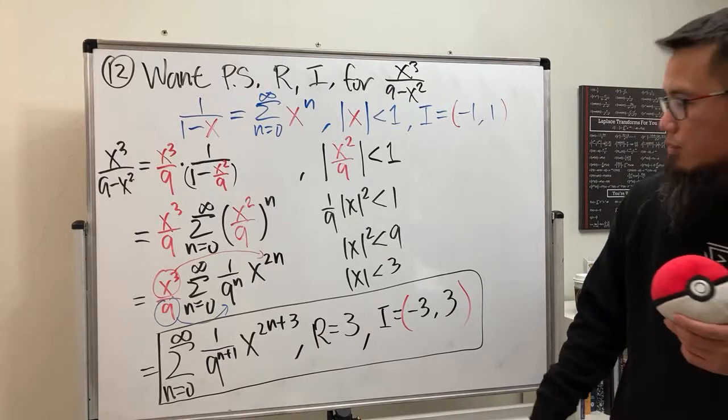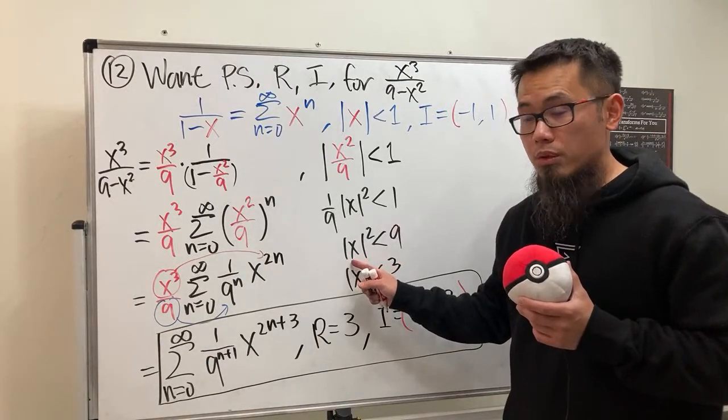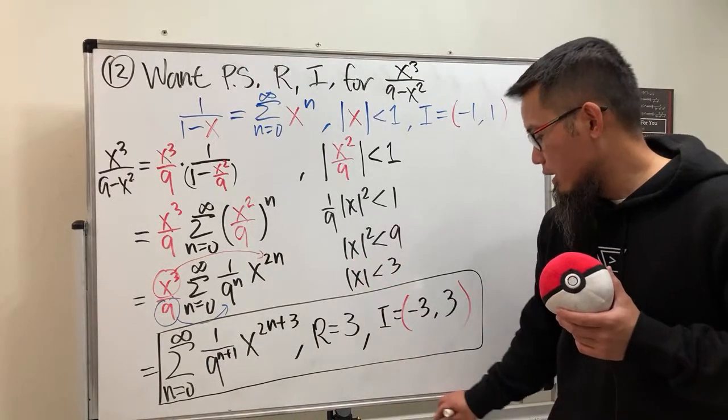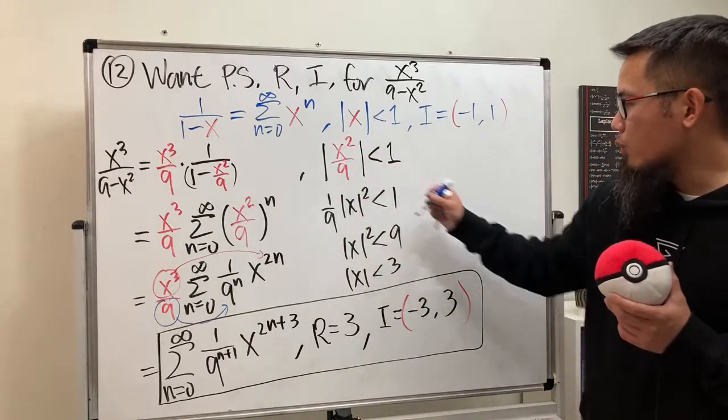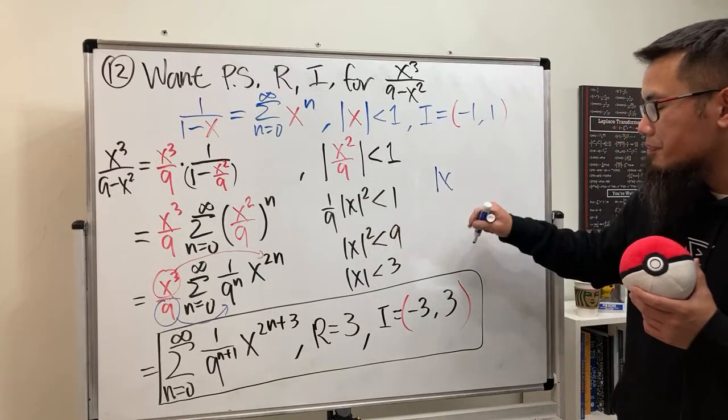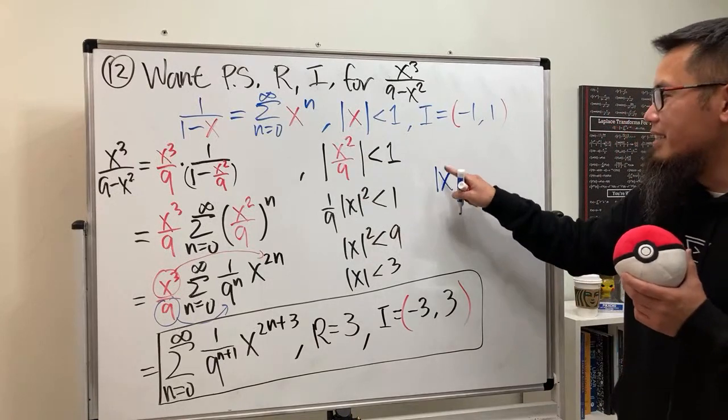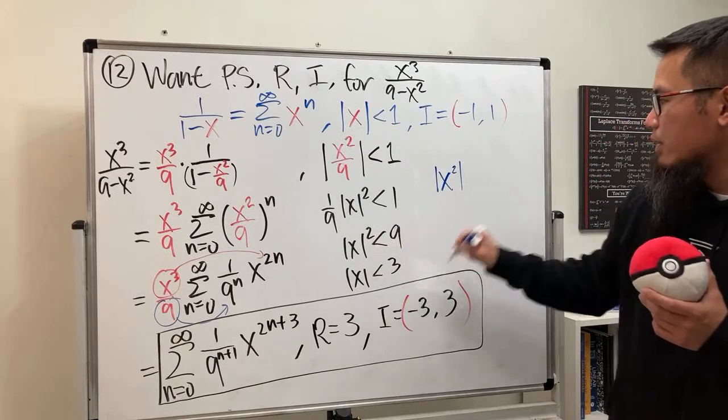Why not plus or minus 3? Because we have the absolute value already, so x is always positive. That's why we can legitimately take the square root on both sides. And if you want to see the proof for why the absolute value of x squared is equal to that, I'll show you real quick.